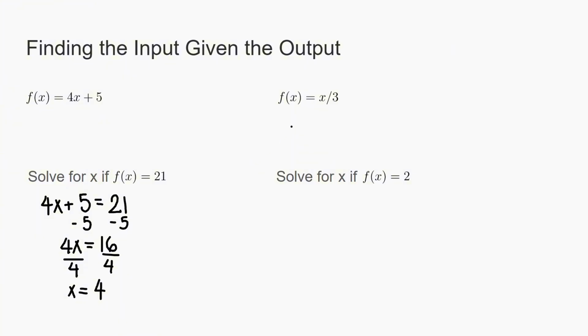What about this question? We have f of x equals x divided by 3. We're going to solve for x if f of x equals 2. Same as before, we know our output is 2, and x over 3 is our output, so we're going to solve x divided by 3 equals 2, and we get that x equals 6. So we know that x being 6 gives us our output of 2.